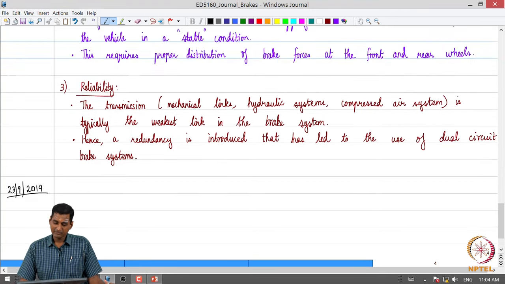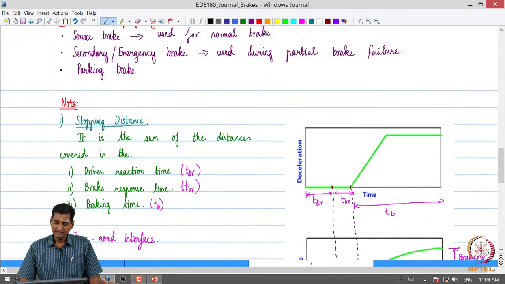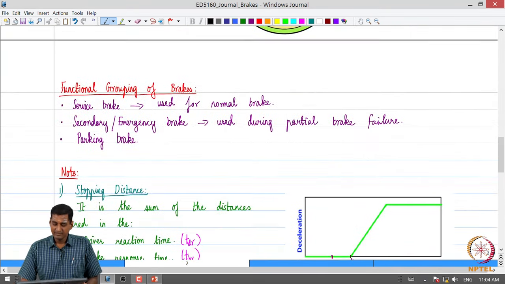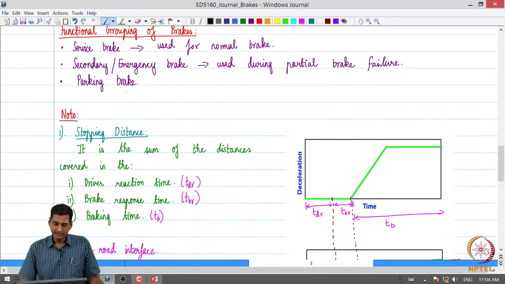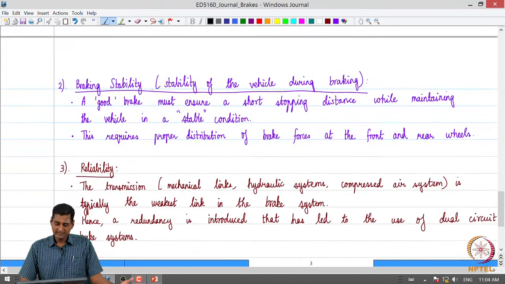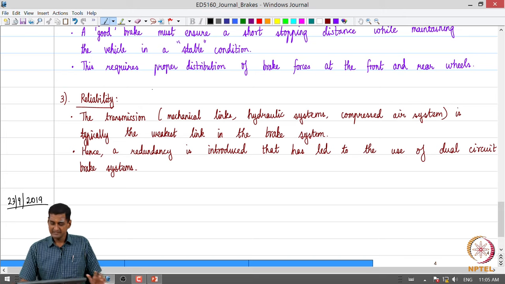Quick recap of what we discussed in the previous lecture. We were looking at braking. We looked at the functional requirements of a brake, and then we briefly looked at how brakes evolved from very simple mechanisms to where we are today, particularly with respect to the drum brake and the disc brake. And we discussed certain important attributes required of what is called a friction brake system, which is what we are discussing: stopping distance, stability and reliability. Okay, so let's continue from here.